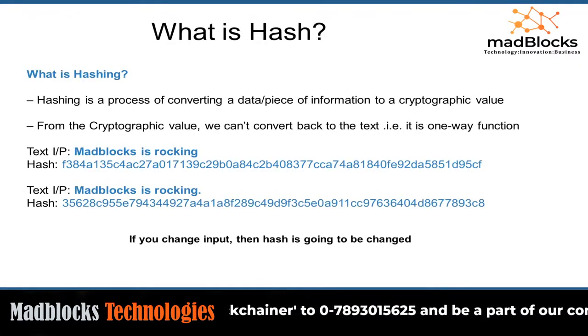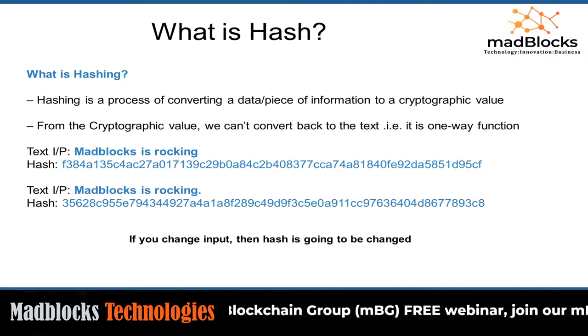And the next is, what is hash? So this is what we have to understand. Hash is very, very important in blockchain infrastructure. So what is hashing? Hashing is not a new process, it's quite an old process. Hashing is a process of converting a piece of data or information.